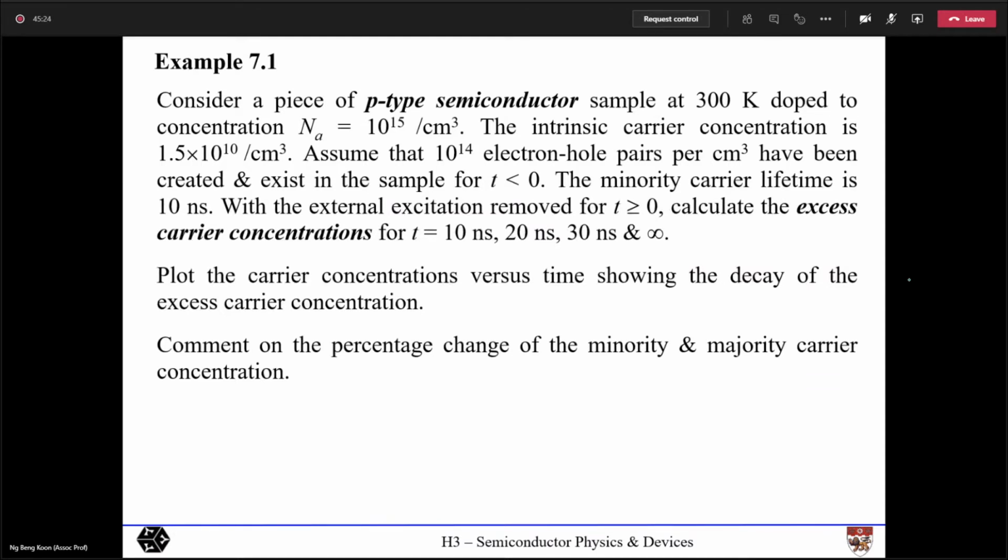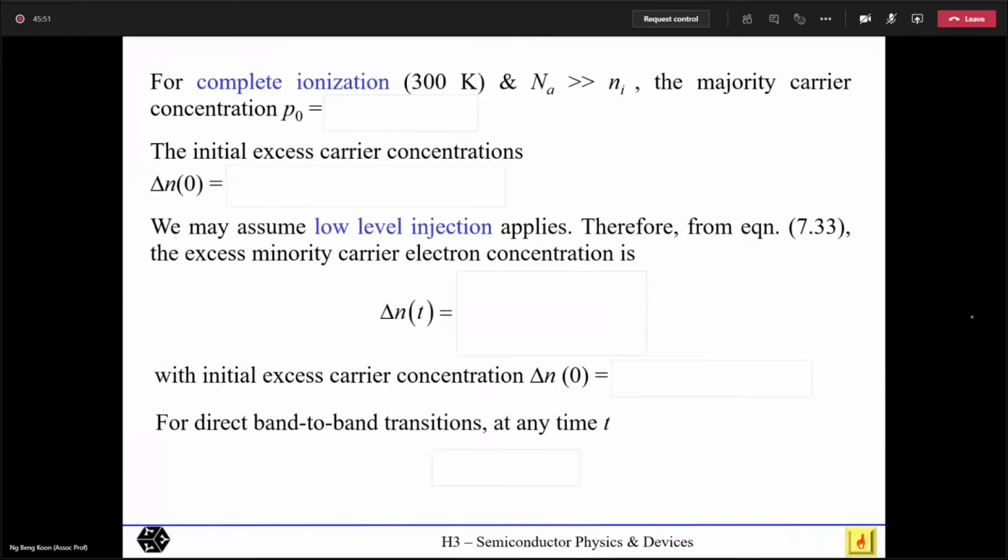The minority carrier lifetime is 10 nanosecond, which means that the minority electron carrier lifetime is 10 nanosecond. And you remove the excitation at time t greater or equal to 0. What is the excess carrier concentration for t equal to 10 nanosecond, 20, and 30 nanosecond, and to infinity? And you're supposed to plot the carrier concentration versus time, to show the decay of the excess carrier and comment on the percentage change of the carrier concentrations.